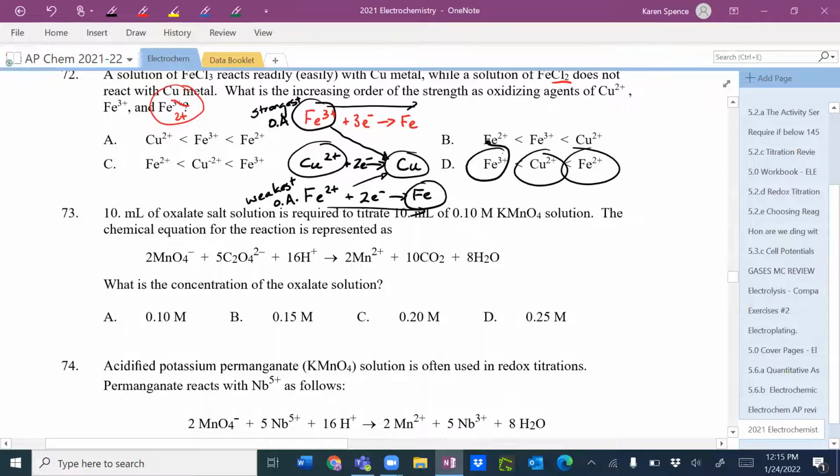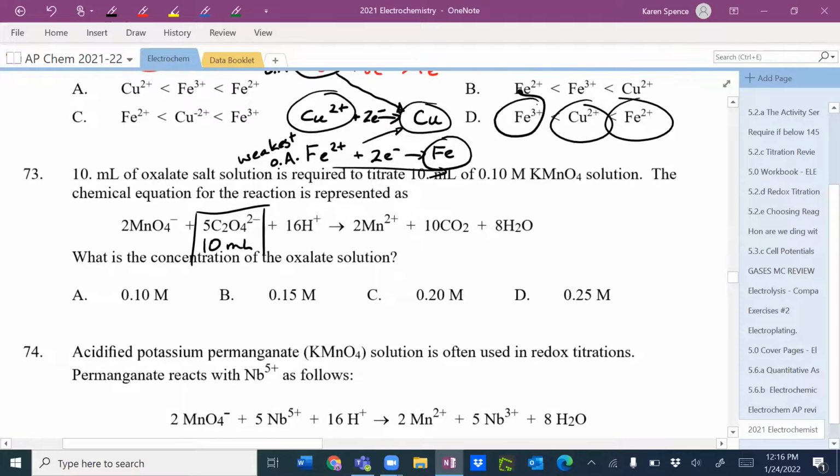Titration. Okay. 10 milliliters of an oxalate salt. So here's our oxalate, and we have 10 milliliters of it. It is required to titrate 10 milliliters of KMnO4. Don't get freaked out by the fact that they just start tossing away the spectator ions. That just happens all the time. They assume that you know that K plus dissociates from MnO4 in solution, and so that KMnO4 is exactly the same as MnO4. Okay, and so this one we have 10 milliliters, but we also know that this is 0.1 molar.